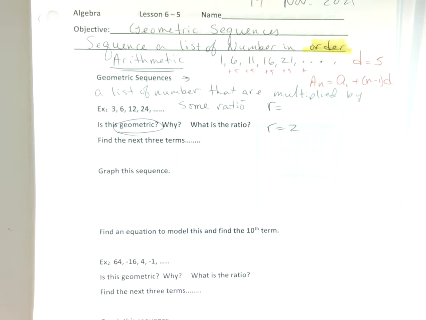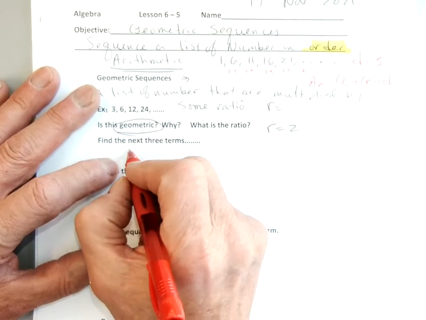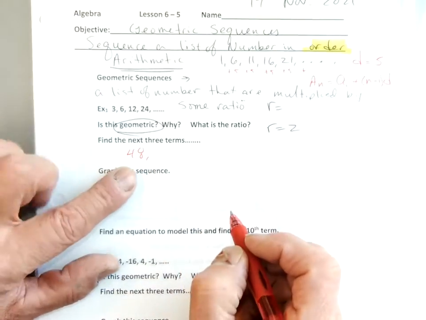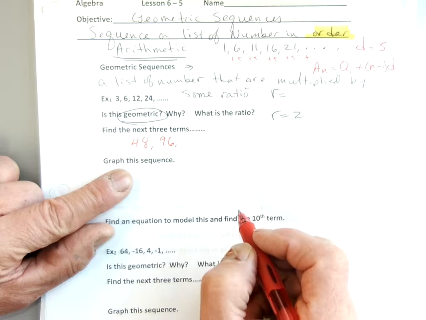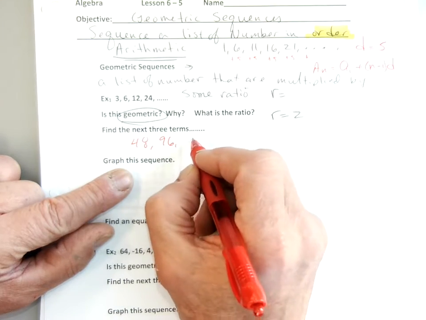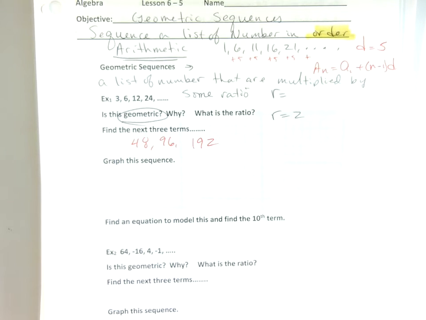So what are our next 3 terms? Okay, I think it's 48, then what? 96, and then what? 192, okay? Now if I want to graph this sequence, I'm going to get a piece of graph paper out.